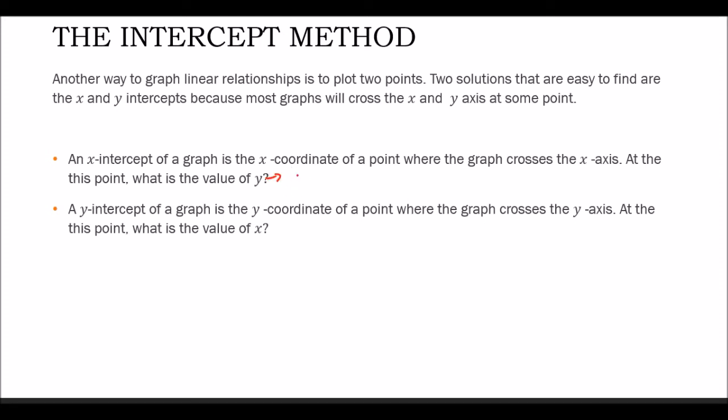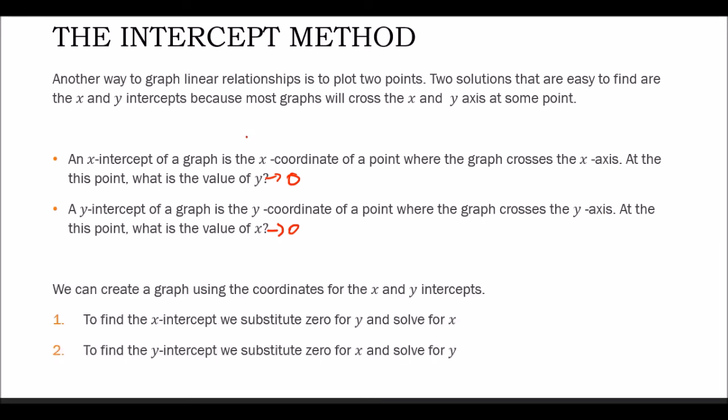For the y-intercept of a graph, the point is on the y-axis. And at this point, what's the value of x? It's always going to be 0. So depending on the intercept you're looking at, for the x-intercept, y equals 0. For the y-intercept, x equals 0.